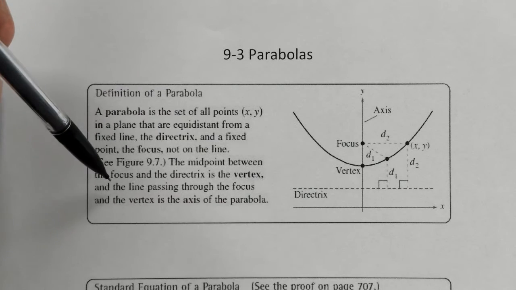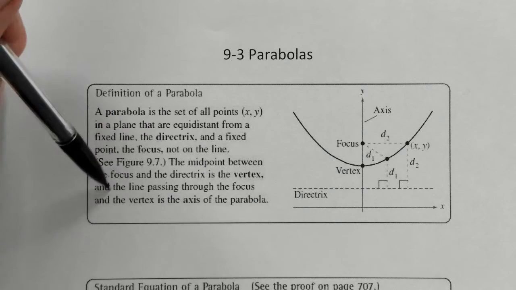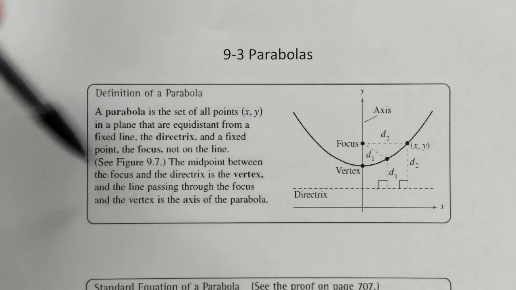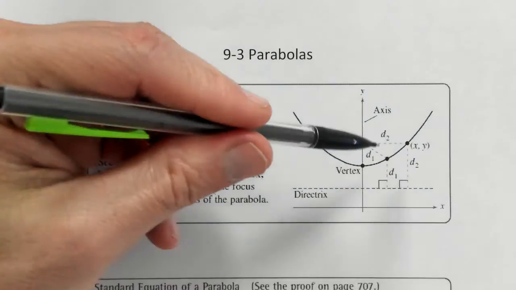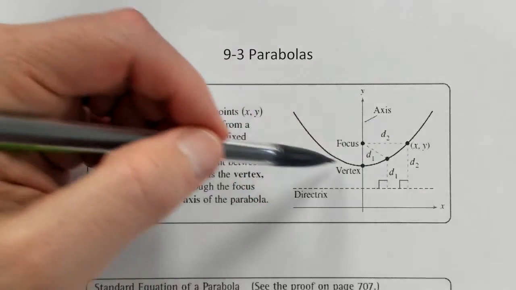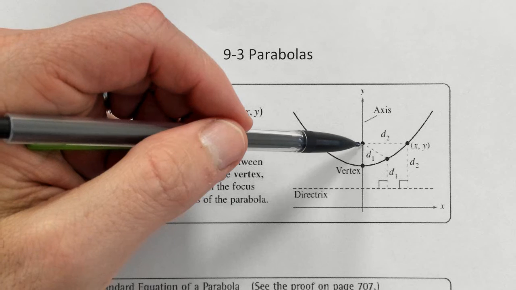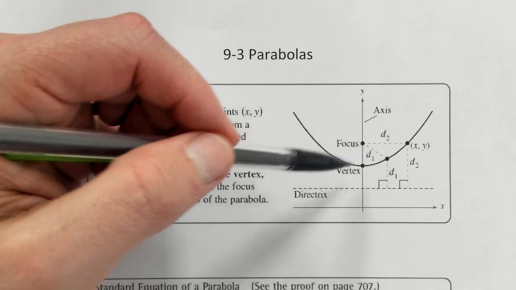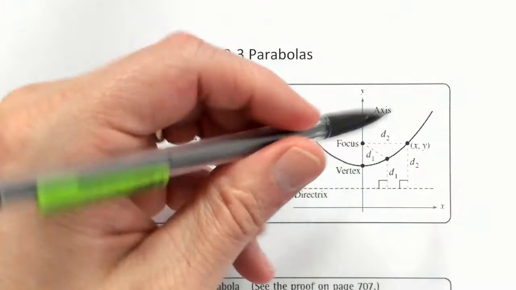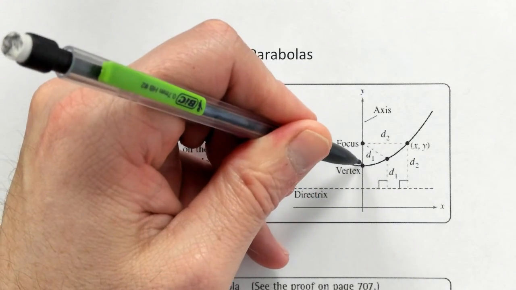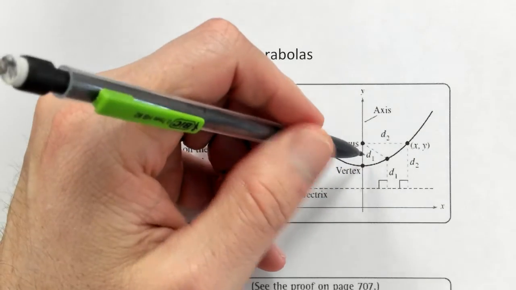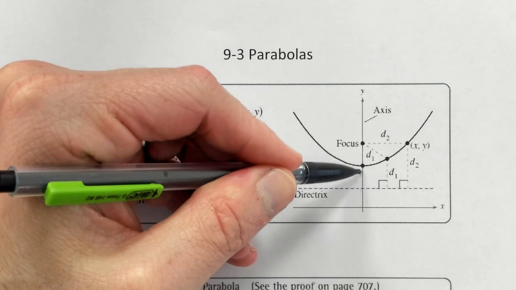Okay, so the midpoint between the focus and the directrix is the vertex, and the line passing through the focus and the vertex is the axis of the parabola. So what we've got here is a point that's in the interior, so to speak, of the parabola, called the focus, and then a line underneath it that's called the directrix. The set of all the points that are the same distance away from the focus and the directrix, those are all the points that make up the parabola. So in other words, this distance will be the same as this distance.